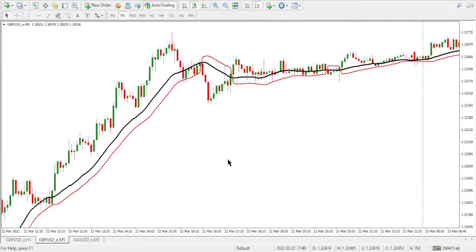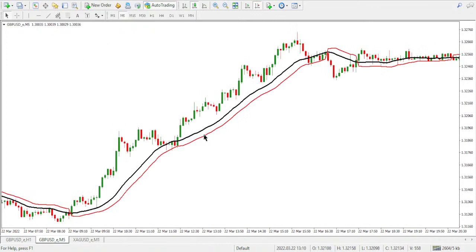So this is based on moving averages. Let's now look at an example where we are drawing a trend line and then we base our analysis on that trend line. Let's see.